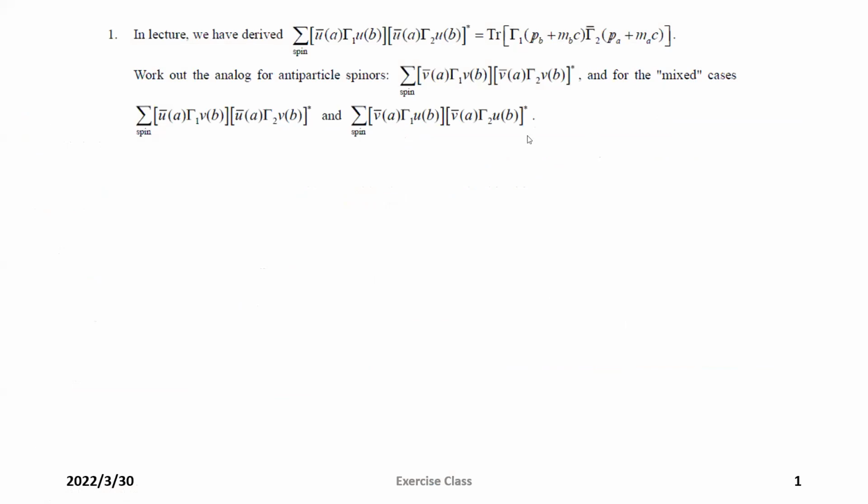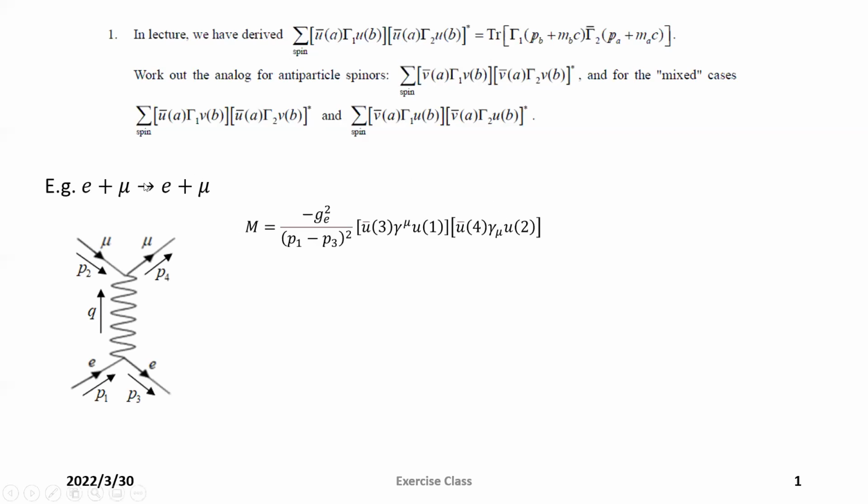Okay, so in this exercise section, we'll continue to discuss things about QED, but this section will be more mathematical. So let's start with the first question. In the first question, we are asked to derive the analog for the antiparticle spinors of these relations. And so let's have a review of what this relation means and how we get it.